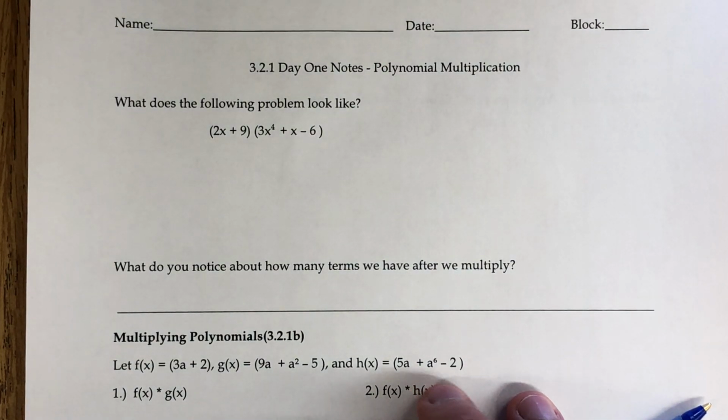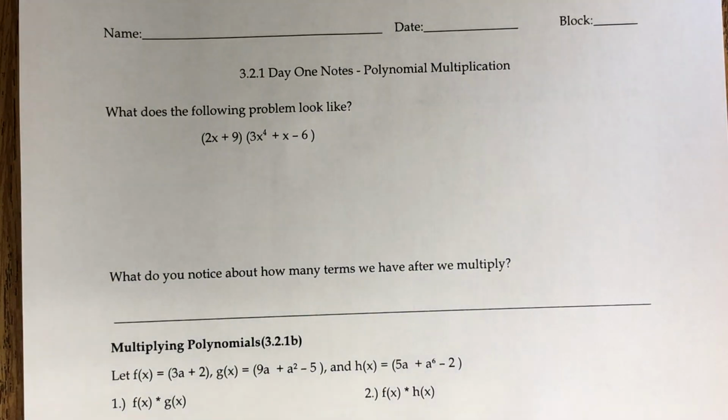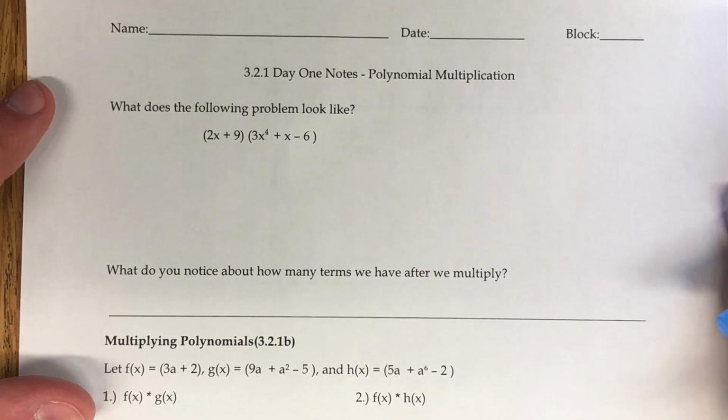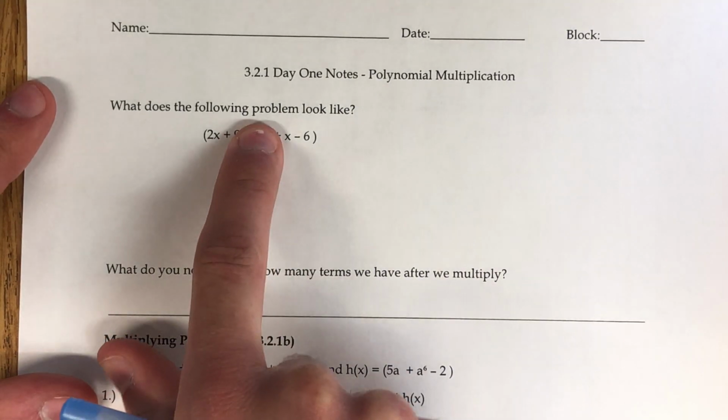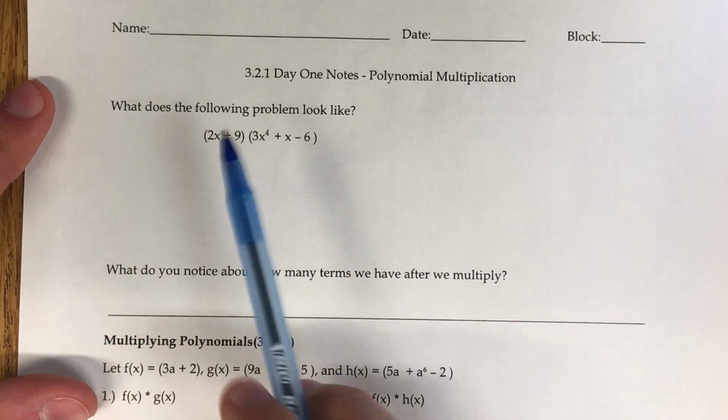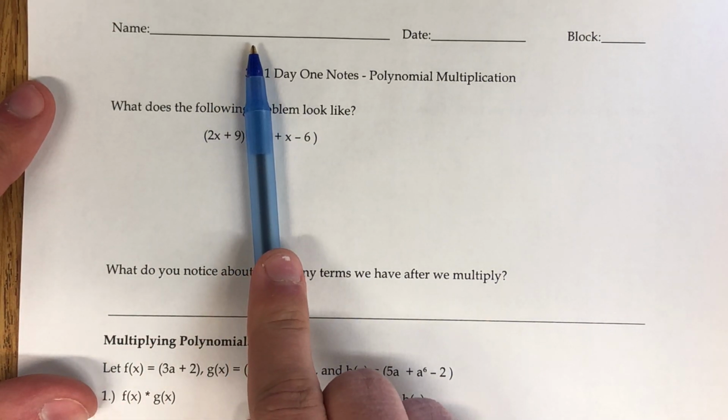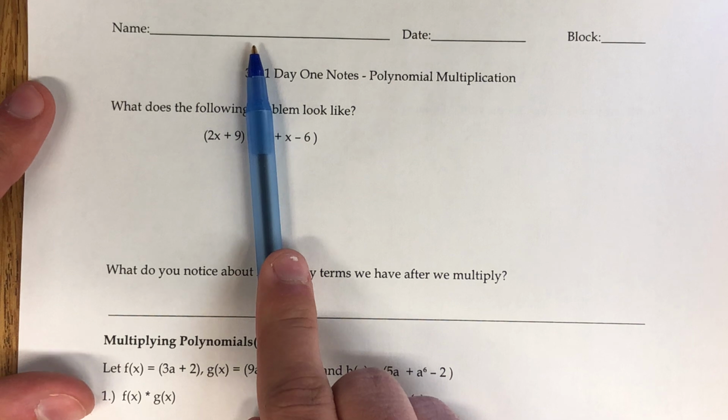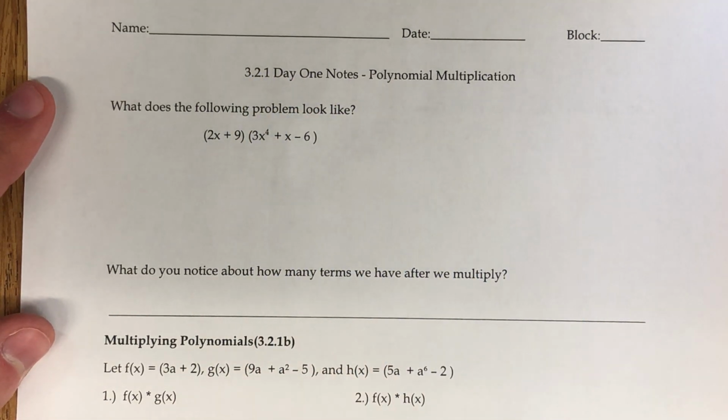Okay, let's talk polynomial multiplication. As we look at this first problem here, this looks a lot like multiplication we've done before. If you take away maybe this 3x to the fourth, then it looks like we're just multiplying two binomials. The process is still the same.